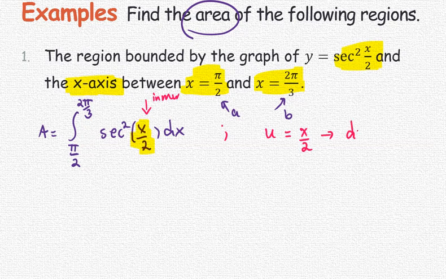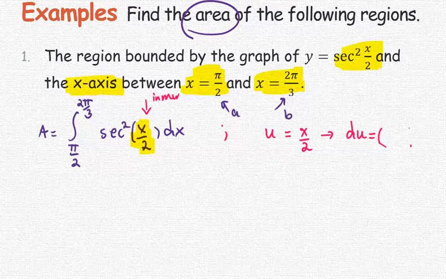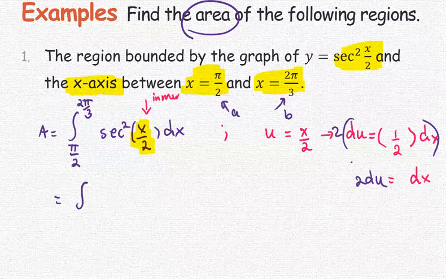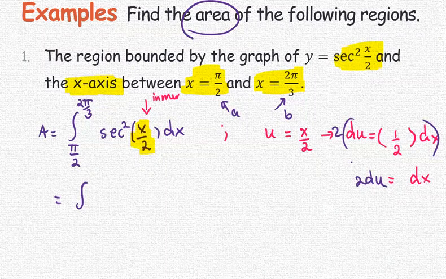Next part, what is differential u? Differential u is the derivative multiplied by dx. The derivative of x over 2 is 1 over 2, or a half. Treat them as you multiply both sides by 2 to solve for dx. So dx is 2 times du. We're going to work on replacing terms. I'm going to leave the lower limit and upper limit as an empty spot right now and work on the main part.